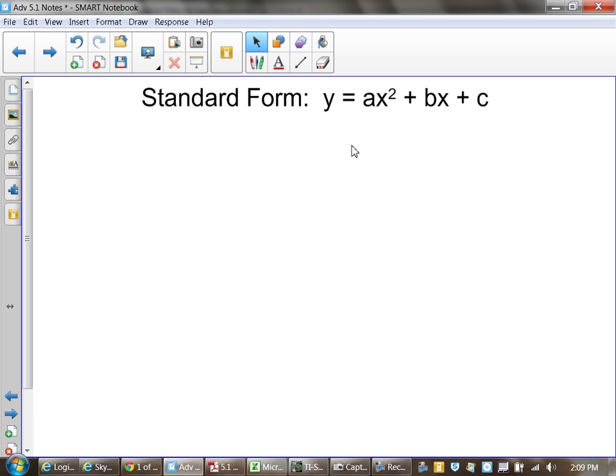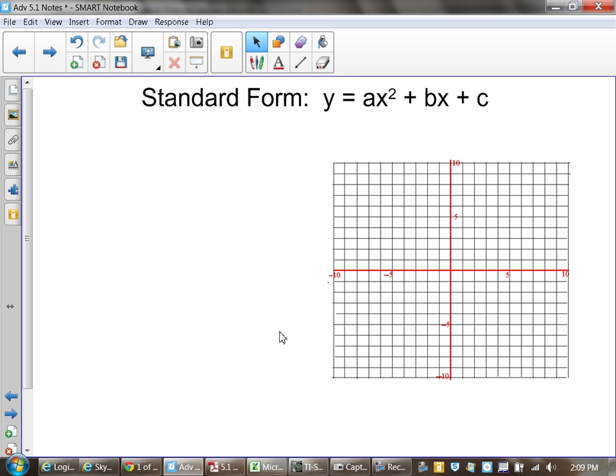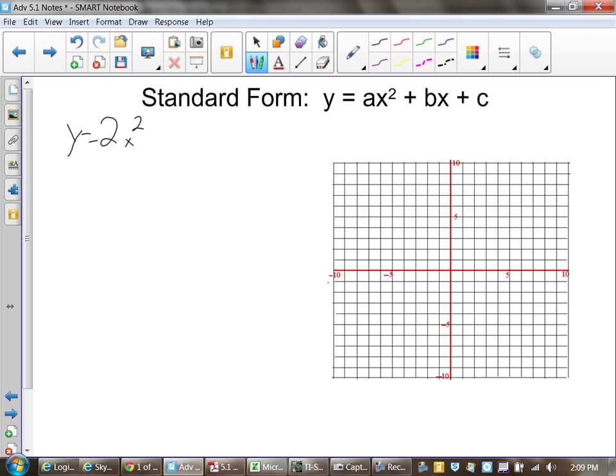When you go to graph anything that's in standard form, I'm going to work with a very simple setup. Y equals 2x squared minus 12x plus 6. I don't know, just making stuff up. Let's say I have that quadratic equation.